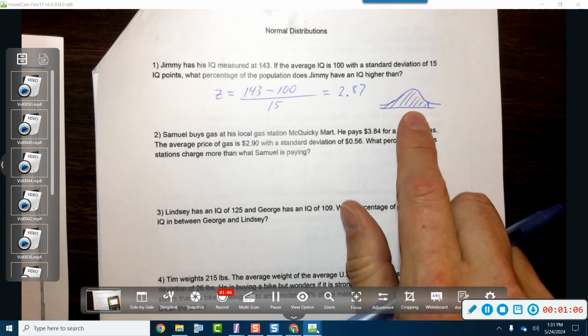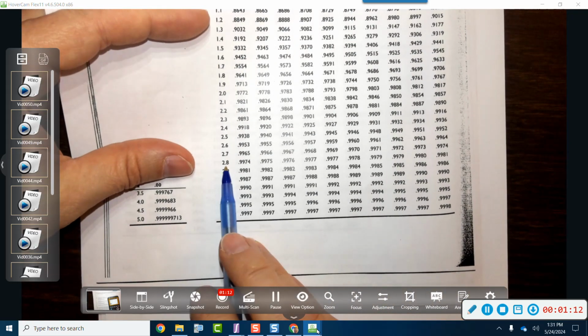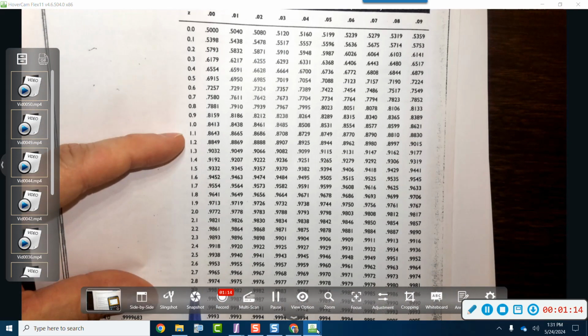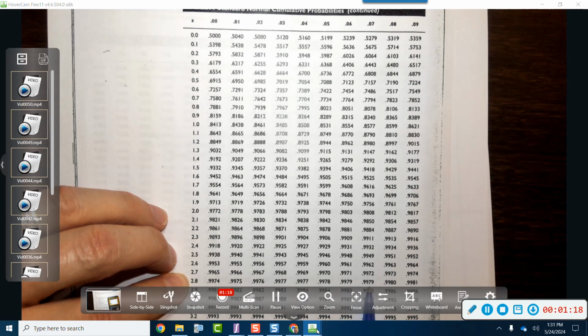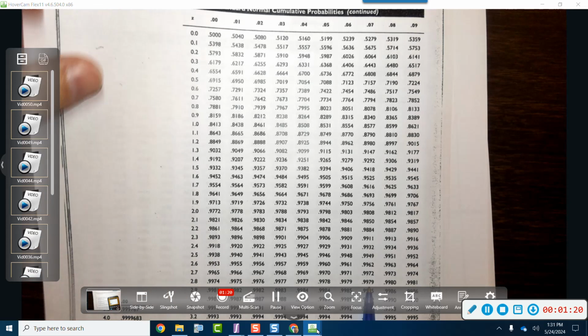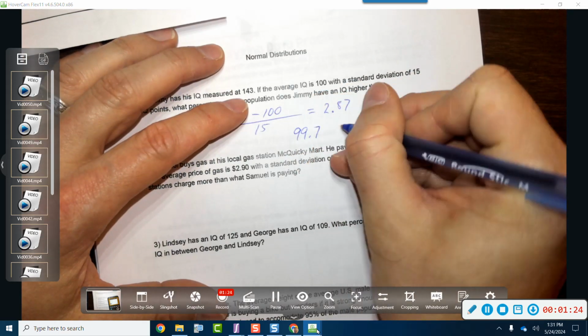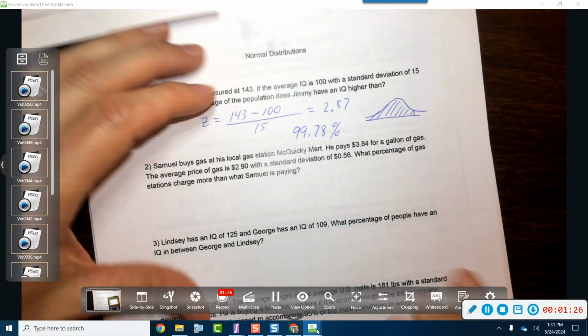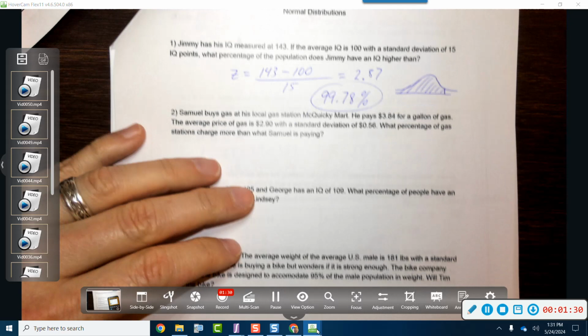So this is exactly what our tables do. We want to look for the 2.87. 2.8 is right here, and we're going to go all the way to 0.07, which is right here. So that is 0.9978, or 99.78%. He scores better than that. That is very high.